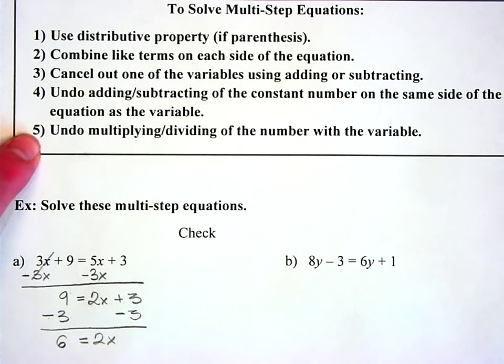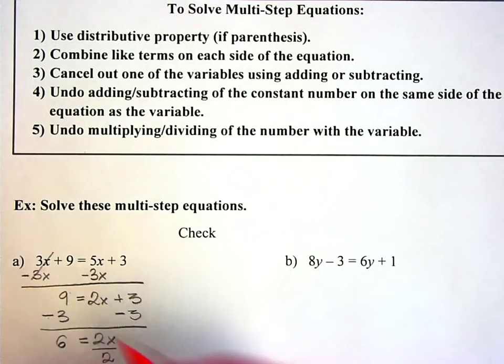Now, undo multiplying or dividing. I have multiplication, so I need to divide by 2. I need to do the same to the other side of the equation to keep the balance, and I have x is equal to 3.